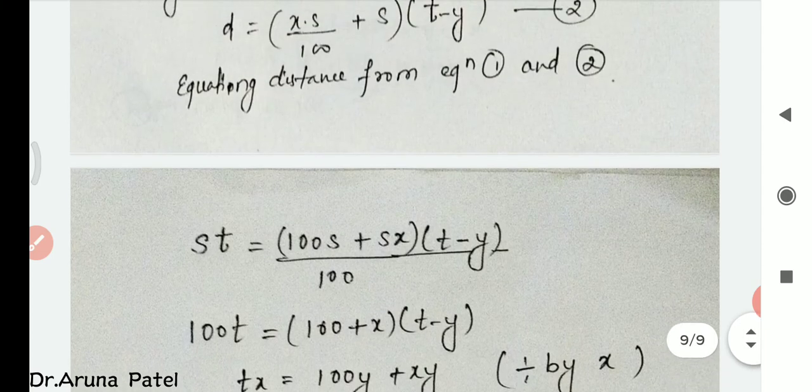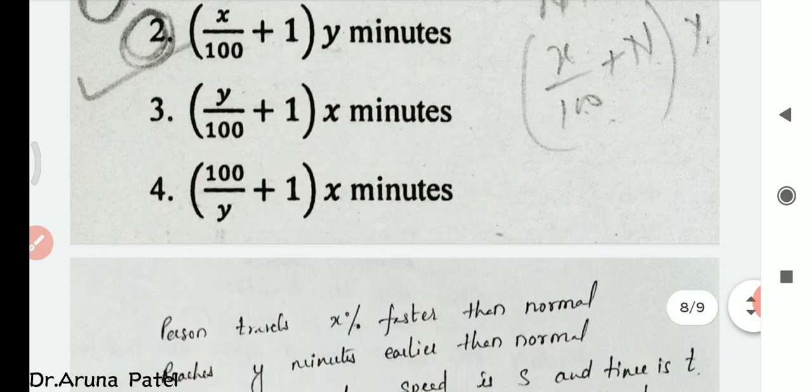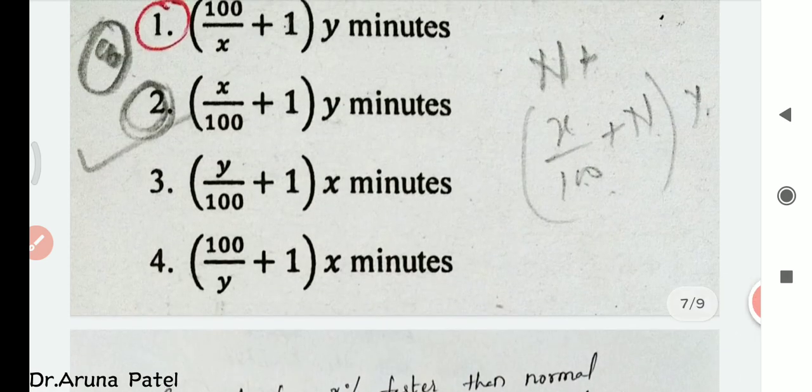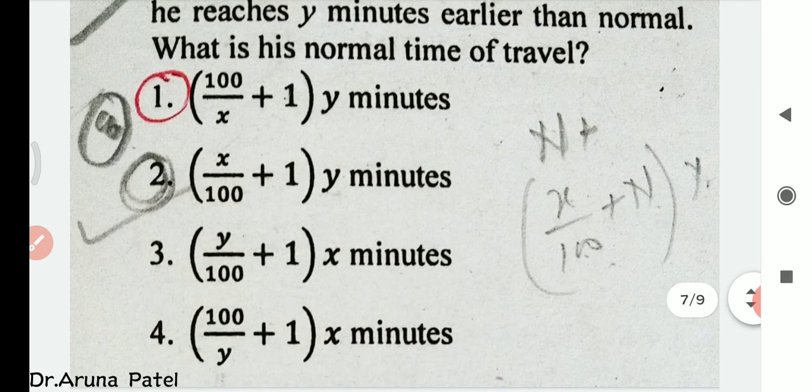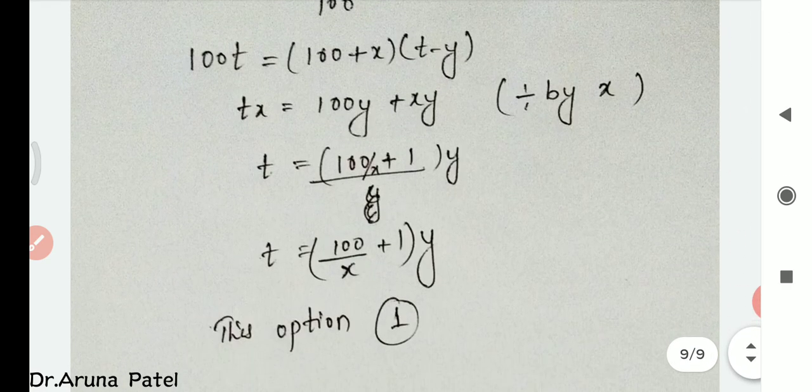So here if we travel x% faster, then from the solution you get the first answer. What is his normal time of travel? So his normal time is (100 by x plus 1) into y minutes, which is option number 1. So this one is the correct answer for this question.